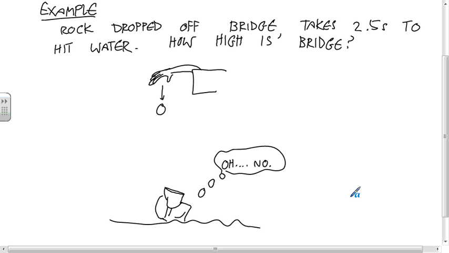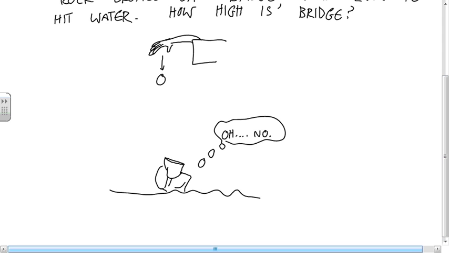So this approach is sort of the general way to go through any of these kinds of problems. First, we're going to define the time equals zero instant, the time final instant, the zero position, and the positive direction.